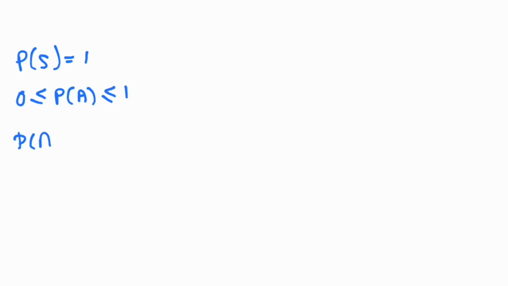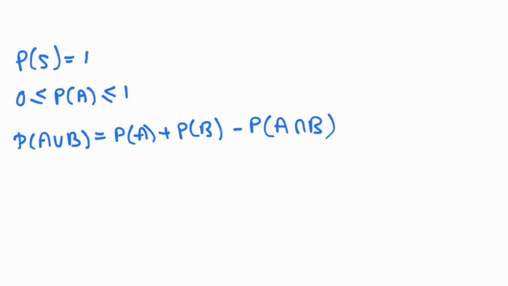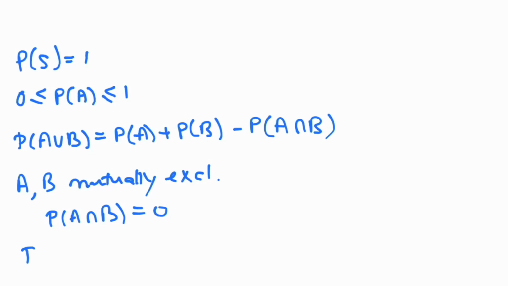And so to summarize, we have the probability of S is 1, probability of A is always between 0 and 1, the probability of A union B is the probability of A plus the probability of B minus the probability of A intersect B. If A, B are mutually exclusive, then probability of A intersect B is 0, and we have the probability of A union B equal to the probability of A plus the probability of B.